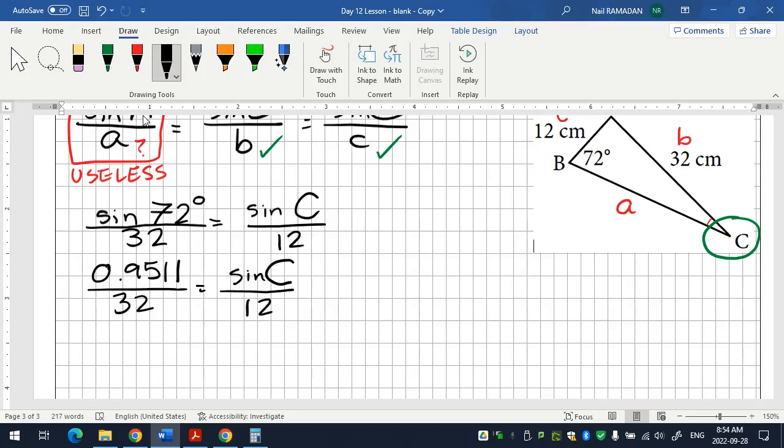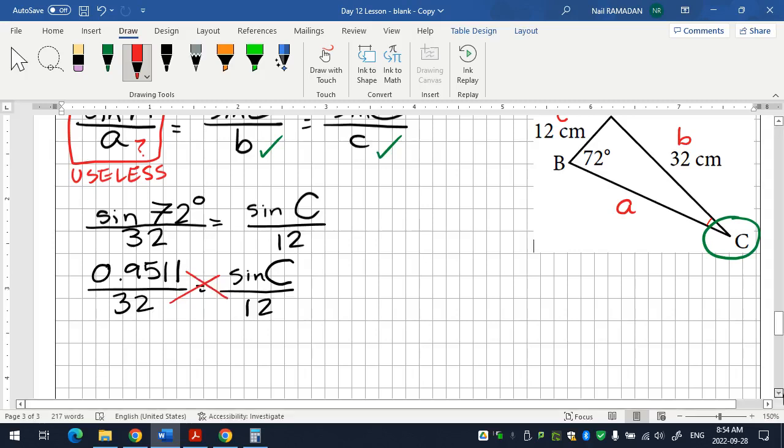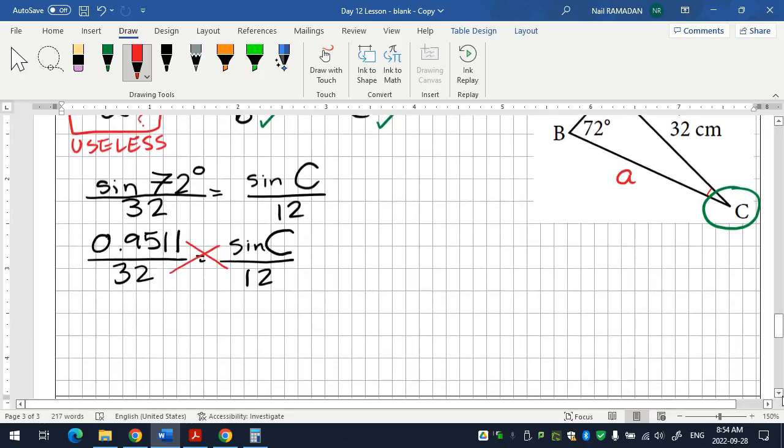I don't have any other choice, even though I don't have a single C here. I have sine. It doesn't matter. As long as I have three things and one thing I'm about to find, cross. Okay. So cross and cross. Okay. What do we get? What's 32 times sine C? Okay. What's 32 times x?